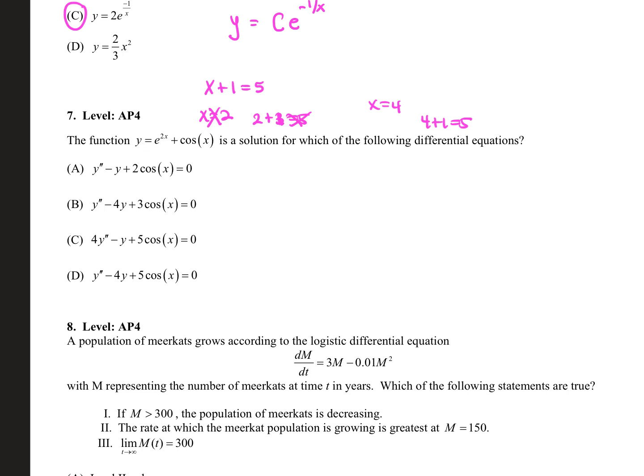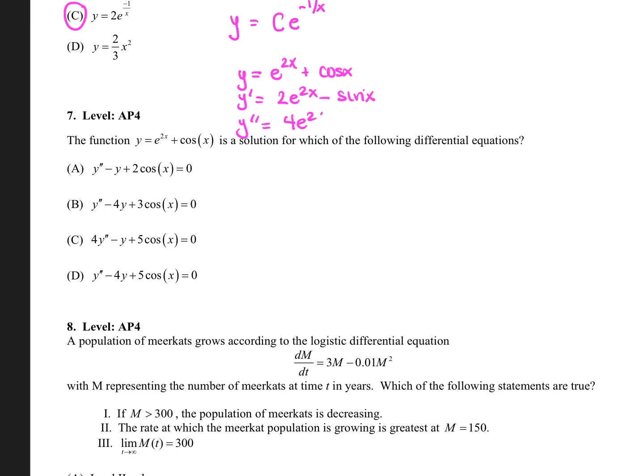Okay, so first thing, all of these have the first and second derivative. So I'm going to go through and do it on the top over there so I have a little bit more room. So here is y. Y is going to be e to the 2x plus cosine x. So then y prime is equal to 2e to the 2x minus sine x. Y double prime is going to be 4e to the 2x minus cosine x.